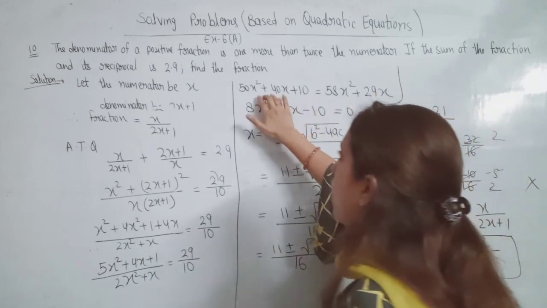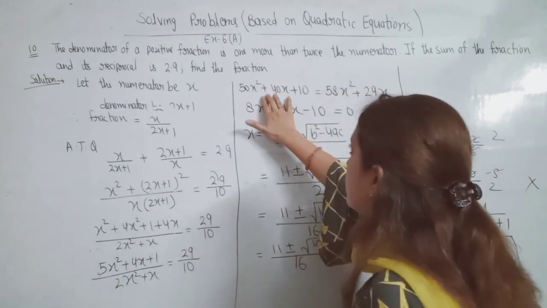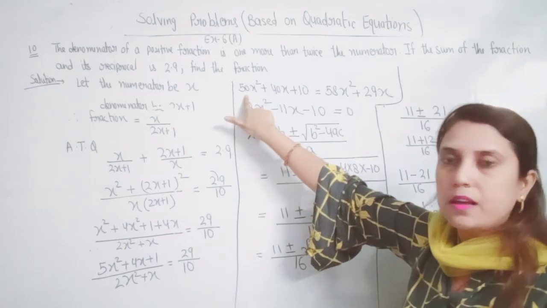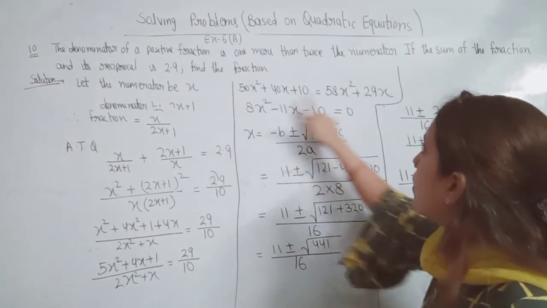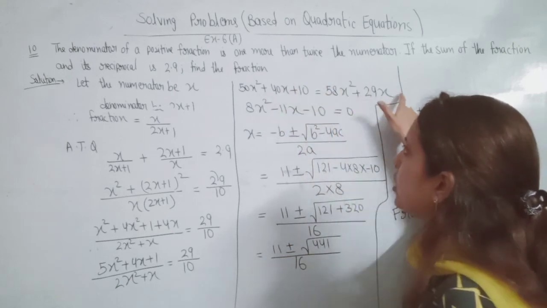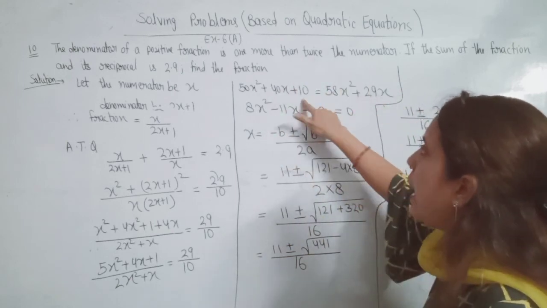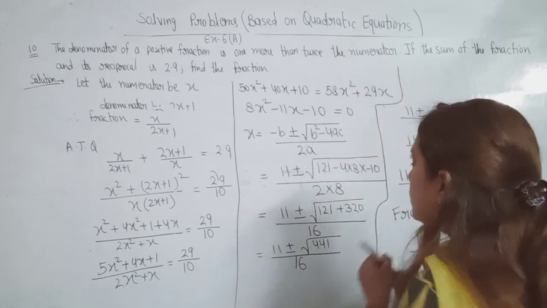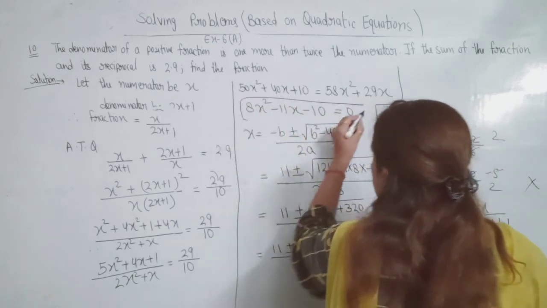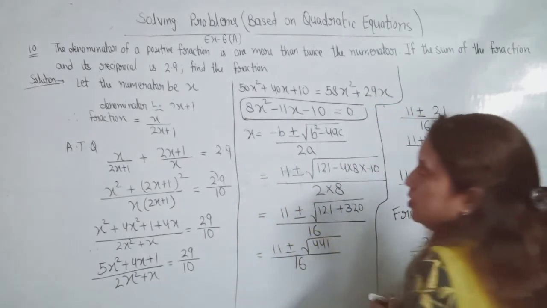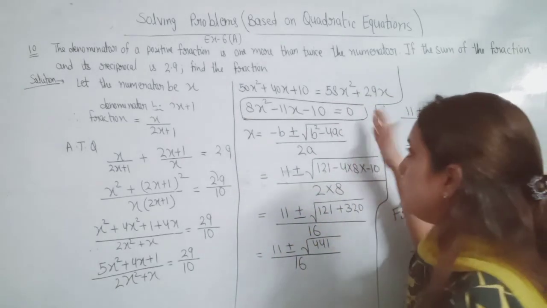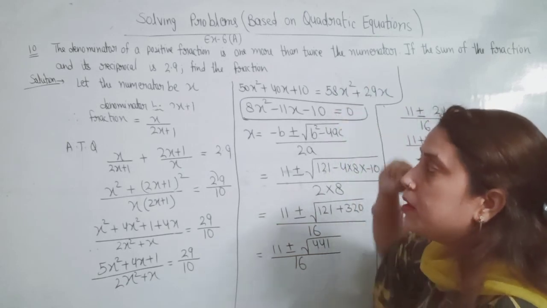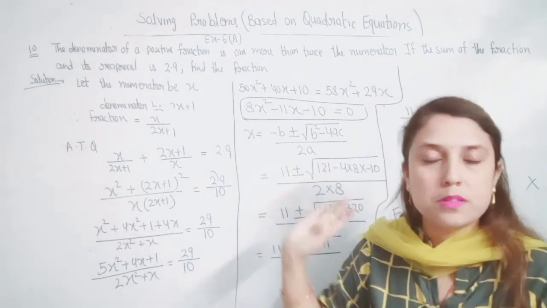Now send all the variables and constants to the right-hand side. So it will be 58x² minus 50x², 8x², plus 29x minus 40x, minus 11x, and when the 10 goes to this side, it will be negative. So this is our quadratic equation. After this we will use any method out of these two methods: you can use the quadratic formula, and you can use the middle term splitting method also.